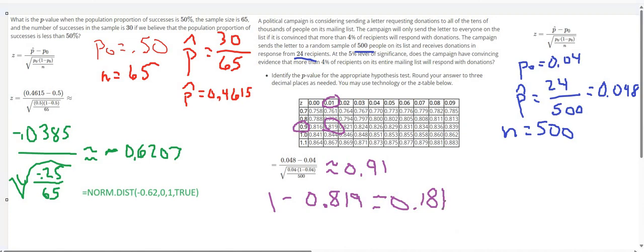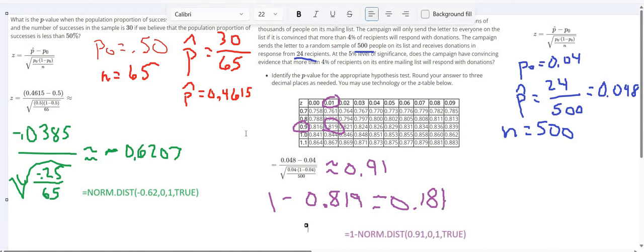And if we used Microsoft Excel, we would just type in the item there below, the 1 minus normal distribution, 0.9101, true. Make sure you got your commas. Be really careful putting it in.